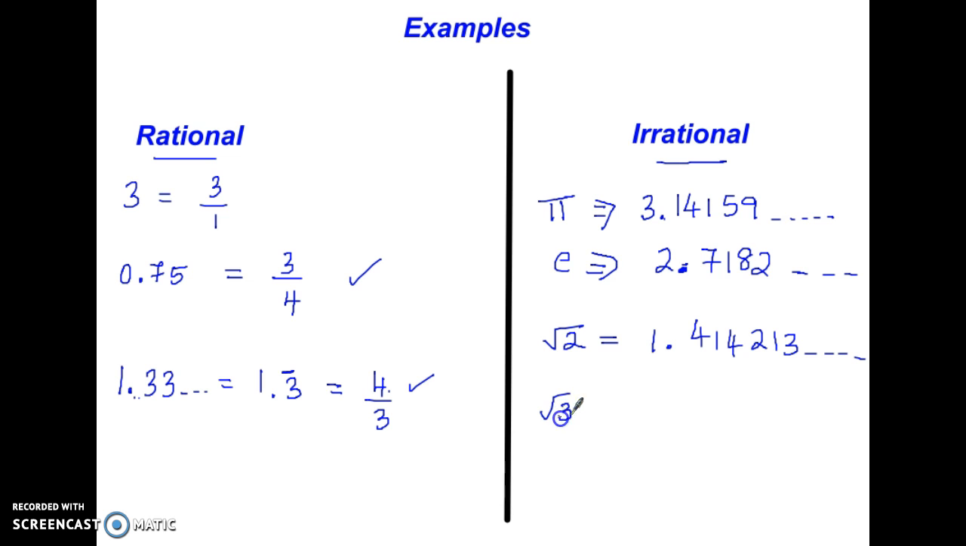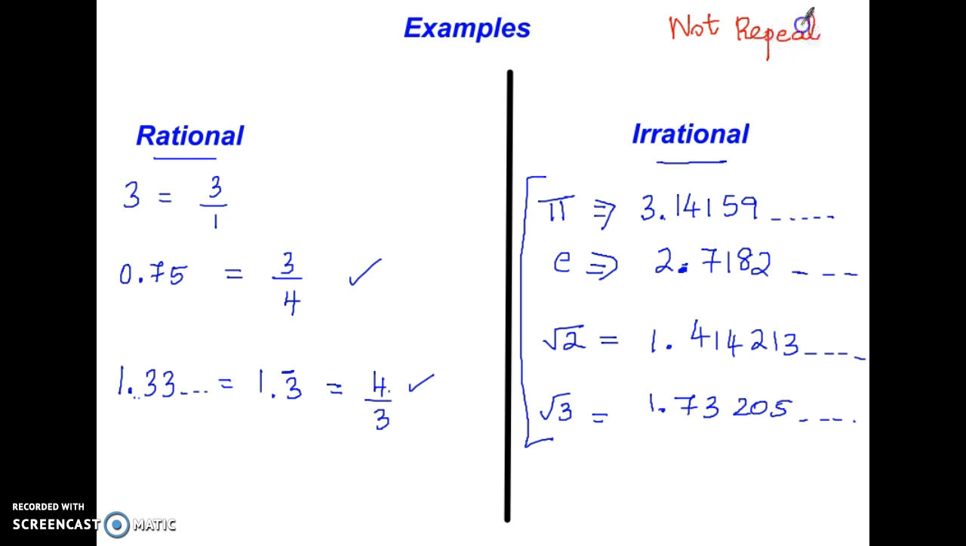Another example may be radical 3. We know that the square root of 3 does not have a whole number as a square root. It's a decimal, 1.73205. It goes on forever. There are two things that are common for all these numbers, if we think about it. They do not repeat, or in other words, there is no pattern for the decimals, and they do not end.